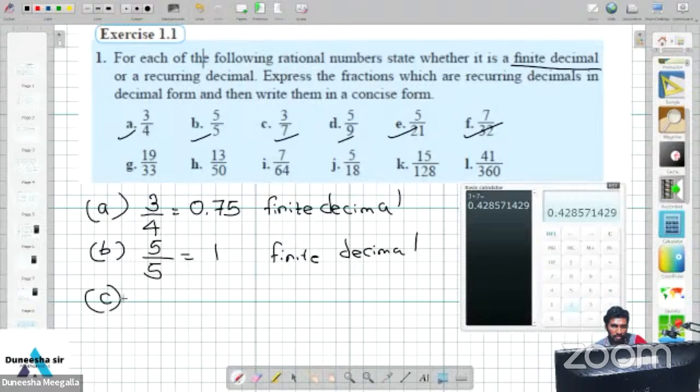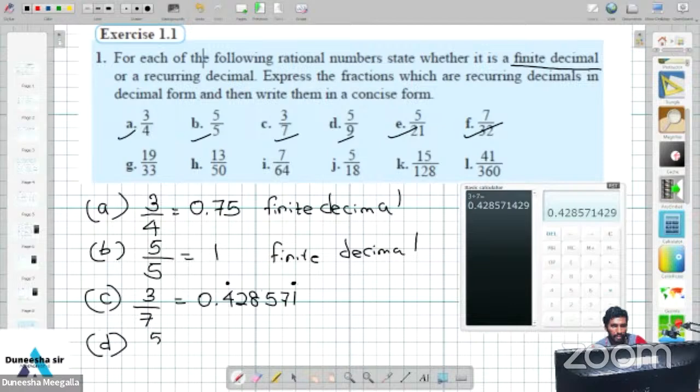What is 3 divided by 7? What is the repeating decimal part? 0.428571. Starting point is 4, then ending point is 1. Is it? Yes. Okay. Then D, what is it?